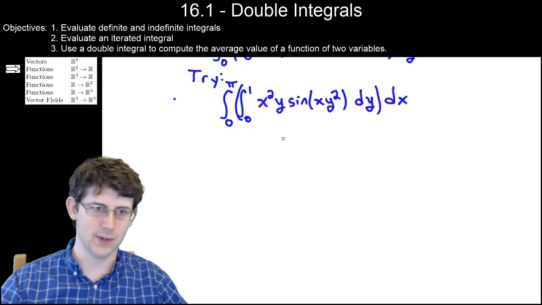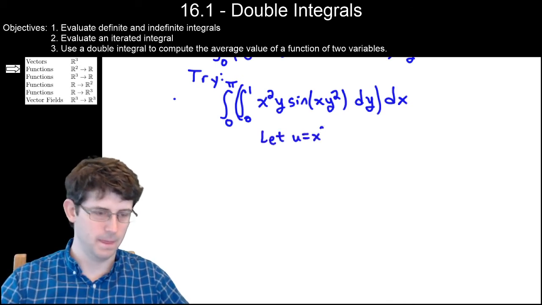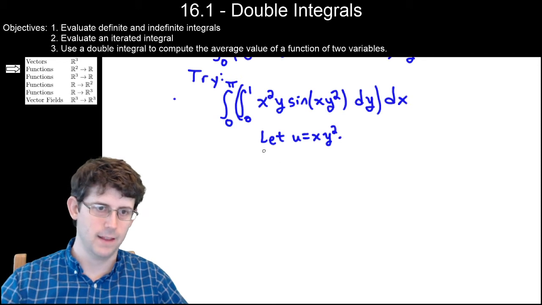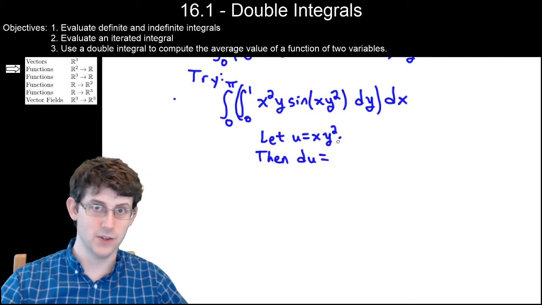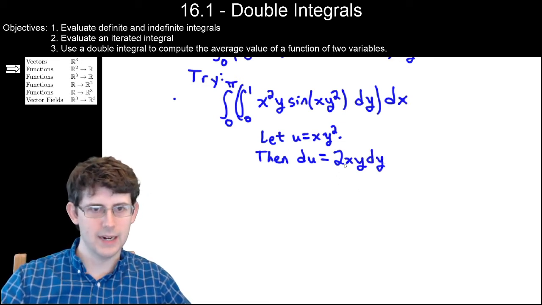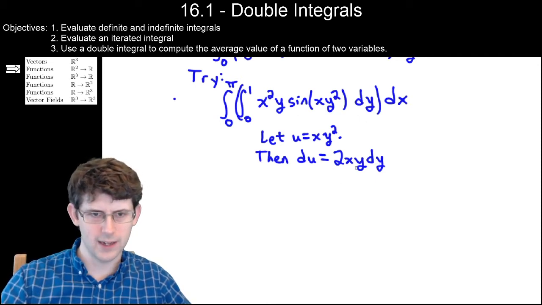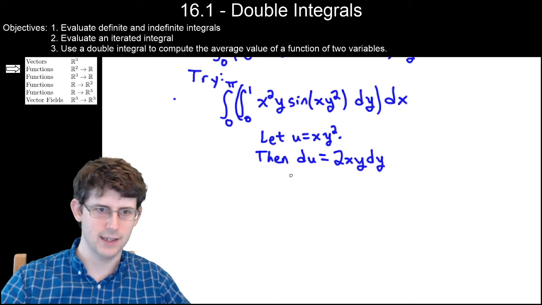We'll let u equal xy squared. Now we're doing a y integral, so we're thinking of y as the variable. So I'll take the derivative with respect to y. I don't have 2xy dy. I have x squared y dy. So I'll multiply both sides by x and divide both sides by 2.